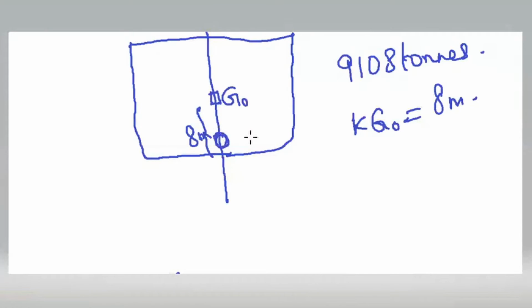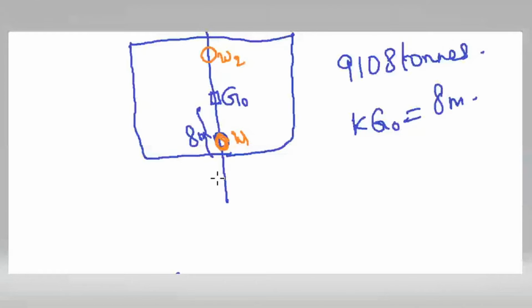I'll write it as a circle, or I'll change the color a little. I don't know how to change. Let me see how to change the color. Okay, now hopefully this will come.